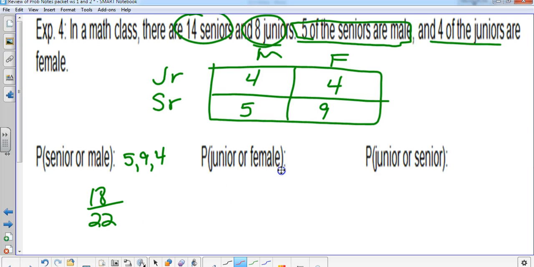Junior or female? All the juniors and all the senior females. So we get what?